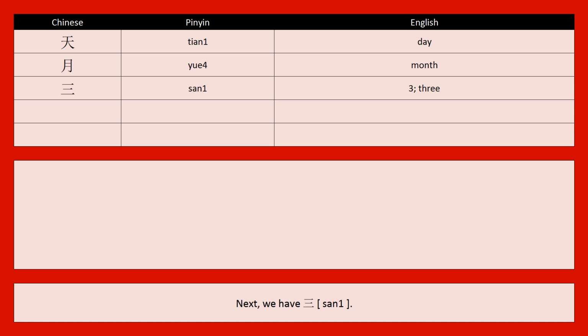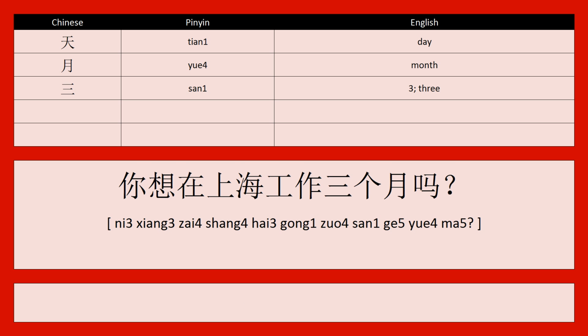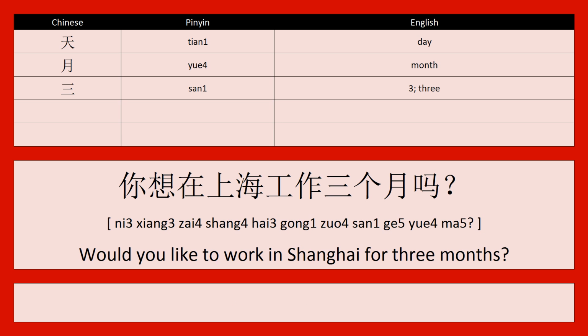Next, we have 三. This is the number 3. The pinyin is S-A-N and it's the first tone. Our third translation. 你想在上海工作3个月吗？ Would you like to work in Shanghai for 3 months?